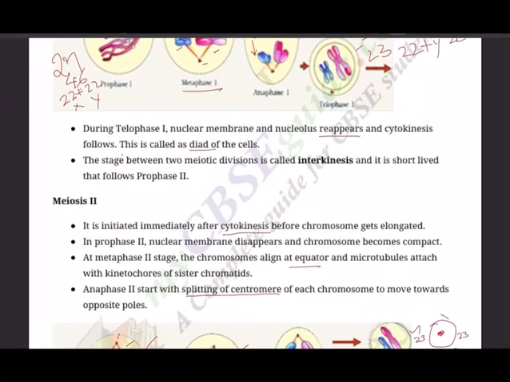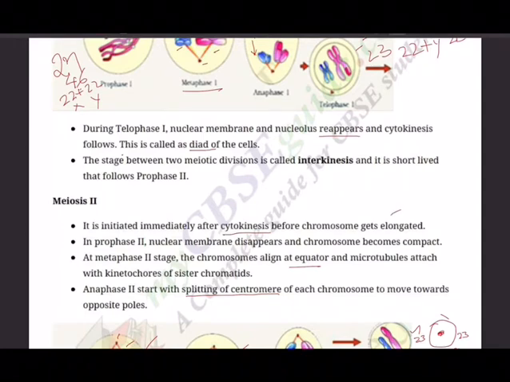For all practical purposes, we can say meiosis 2 is exactly like mitosis. So we can also call it equational division, also called homotypic division. It is meant for maintaining that number, the diploid number. So it is initiated immediately after cytokinesis, before the chromosomes get elongated.